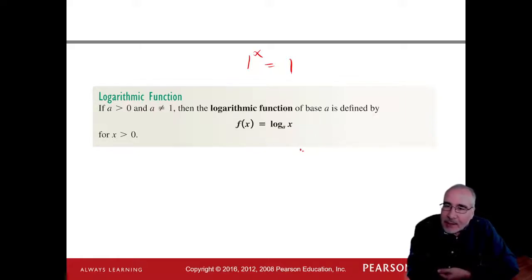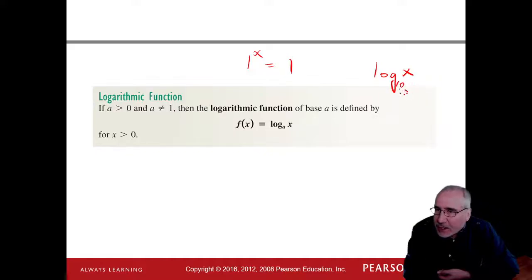Now, we do write something called log of x, and we might think, well, there's nothing there, so is that a 1? No, it's a 10. If there's nothing there, it's a base 10. And then the other one is the natural log of x, which is actually log base e of x.